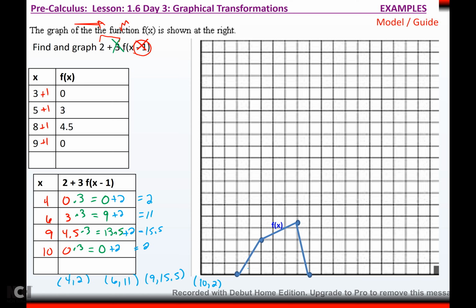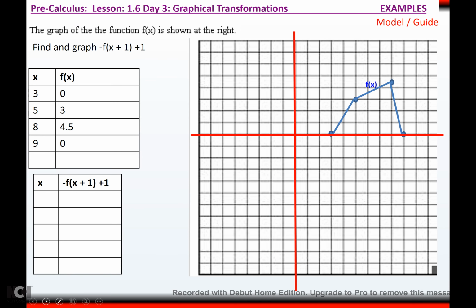So if I plot those, 4, 2, 6, 11, 9, 15.5, and 10, 2. So if I connect those, okay.